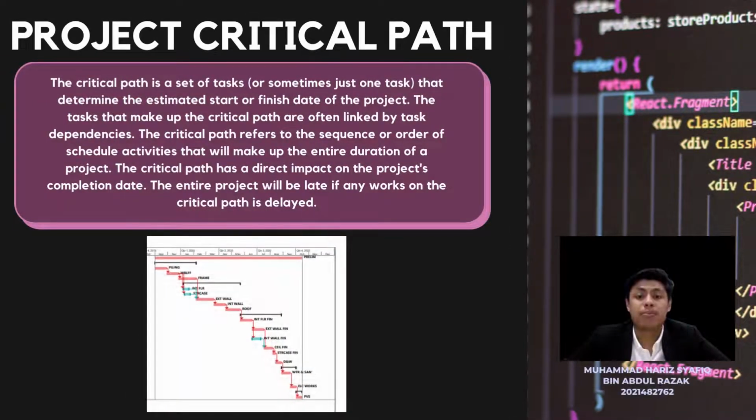Furthermore, I will explain about the critical path of the project. The critical path is a set of tasks that determine the estimated start or finish date of the project. The tasks that make up the critical path are often linked by task dependencies. The critical path refers to the sequence or order of scheduled activities that will make up the entire duration of a project. The critical path has a direct impact on the project's completion dates. The entire project will be late if any works on the critical path is delayed. As you can see, there is the critical path on our Gantt chart.